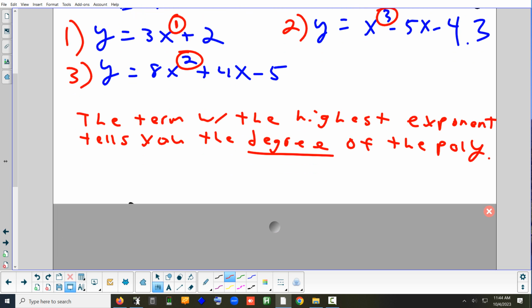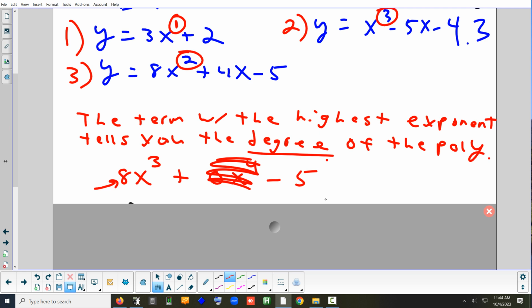Now, if you had something like 8x cubed plus 0x to the 4th minus 5, it would still be the 3. You might say, well, wait a minute, this has a 4, right? But you're really multiplying something by 0, so you might as well not even write that. That's not even there. If you multiply something by 0, that doesn't count. So it's the term that has the highest exponent as long as the number in front isn't a 0. Okay?